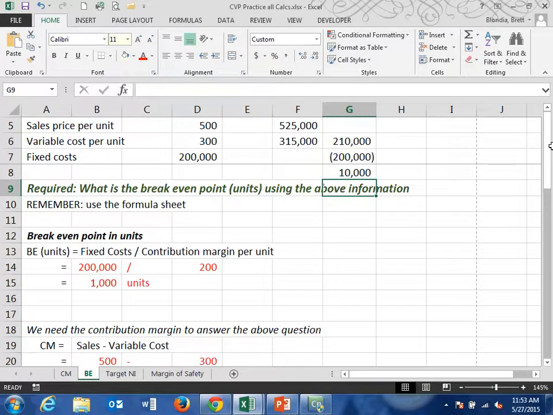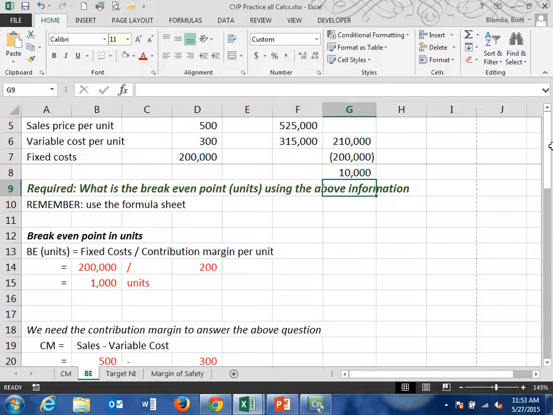So 500 times the 1,050 units we're planning on selling is $525,000 in sales, okay? Based on our conversations from Chapter 2, you know that variable costs per unit, total variable costs move up and down proportionately with volume, right? Which means that we have to take that $300 per unit and multiply it by 1,050 units as well, right? So 525,000 minus 315,000 gives me a contribution margin of $210,000, right?